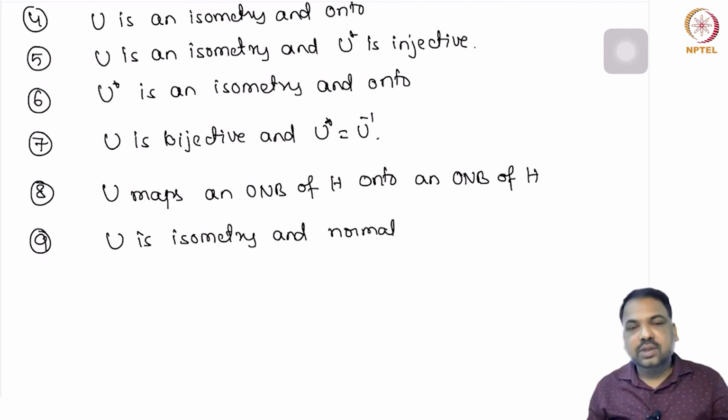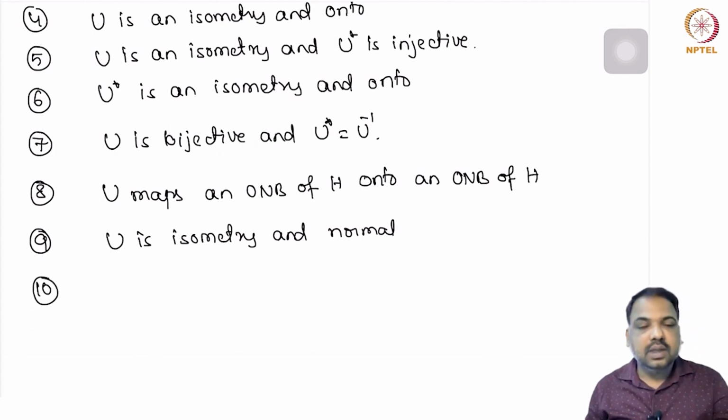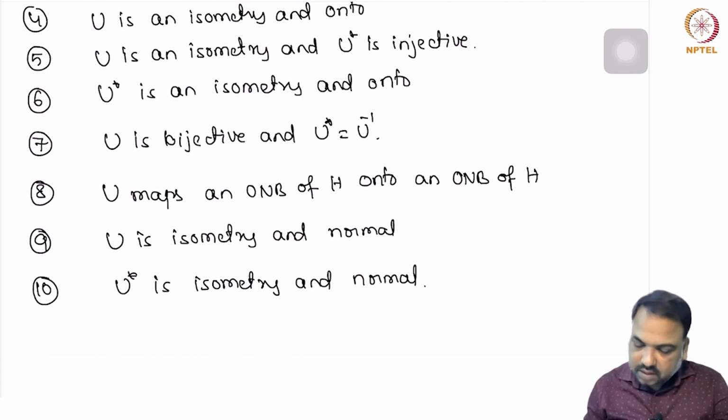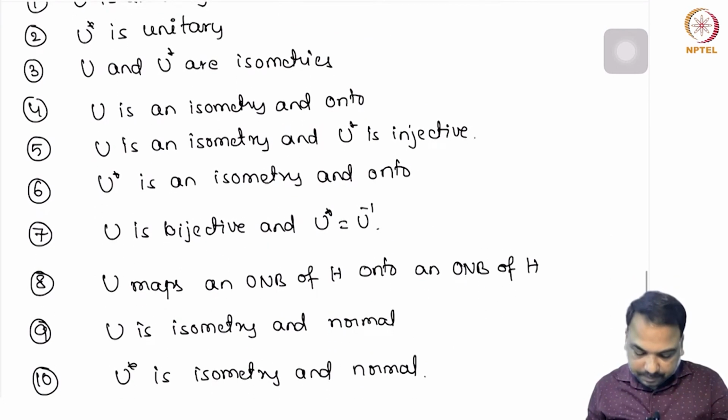If U is an isometry, then U star U is identity. If U is normal, then U star U equals U U star. So automatically it becomes unitary. The 10th equivalent condition is U star is also an isometry and normal. So these are the equivalent conditions for an operator to be unitary.